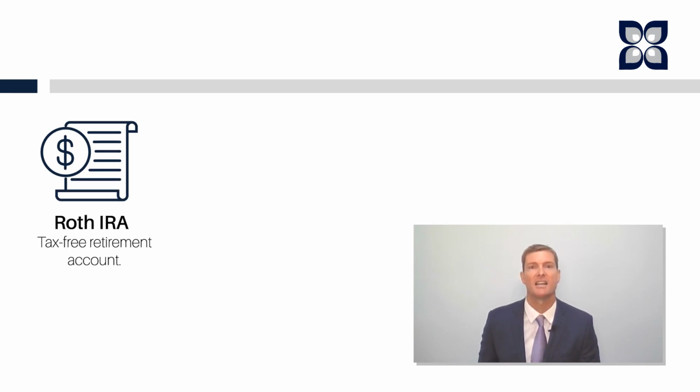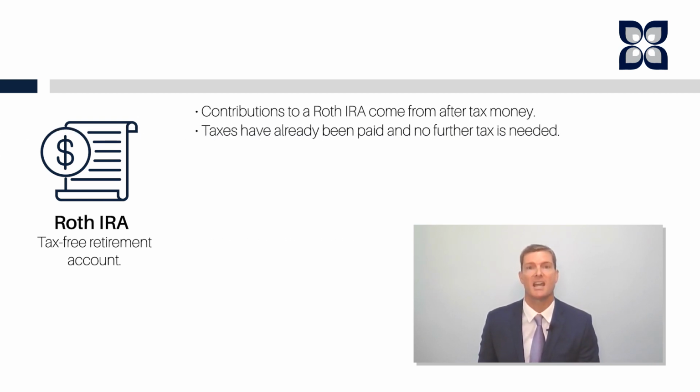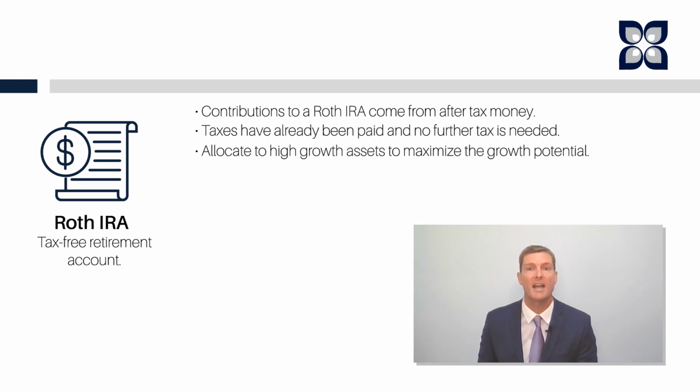A Roth IRA is a tax-free retirement account. Contributions to a Roth IRA come from after-tax money, meaning taxes have already been paid and no further tax is needed. That means you don't have to pay taxes on any future distributions after retirement. As a result, we typically want to allocate Roths to high growth assets like stocks to maximize the growth potential and increase the value of the account as much as possible, since future retirement withdrawals are not subject to taxes.